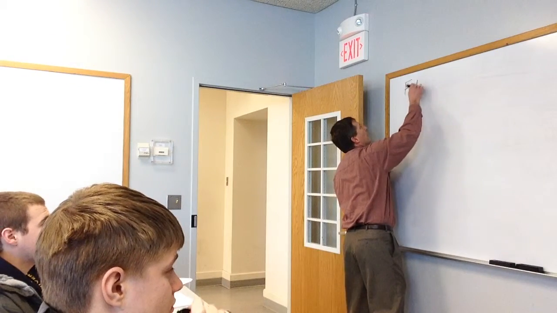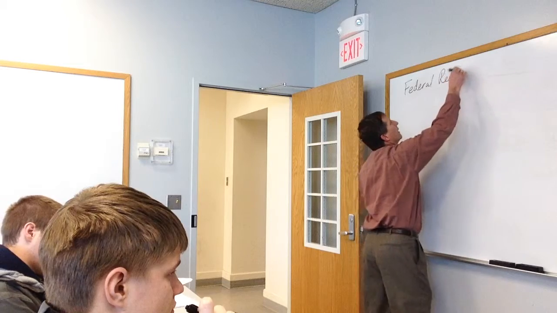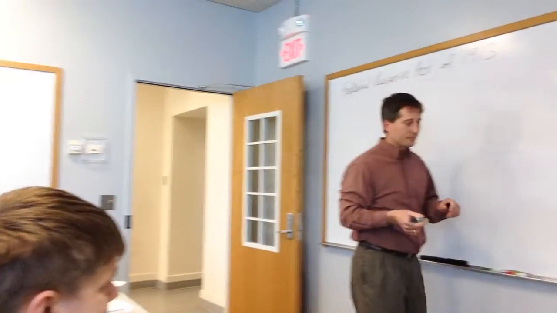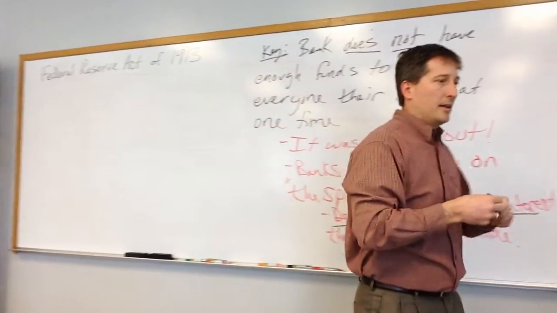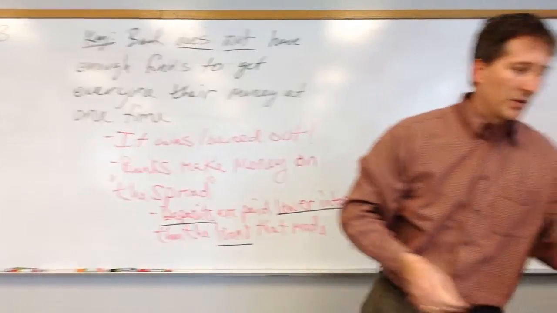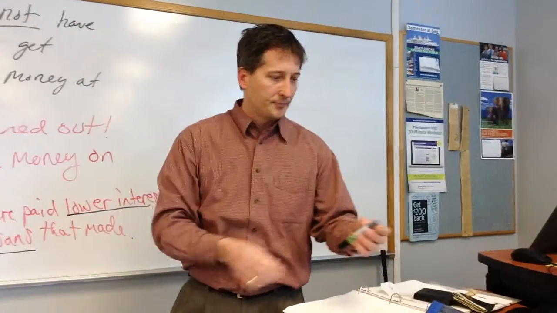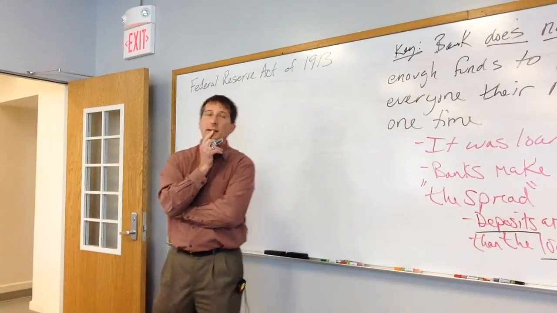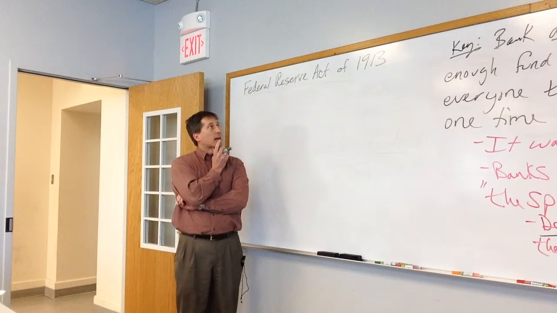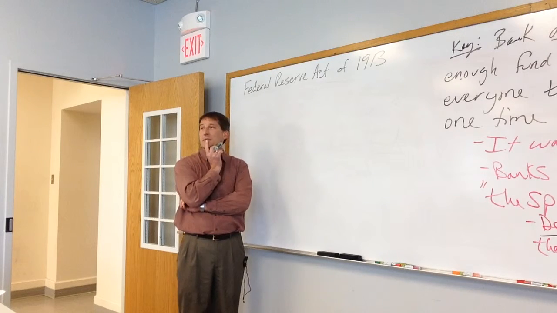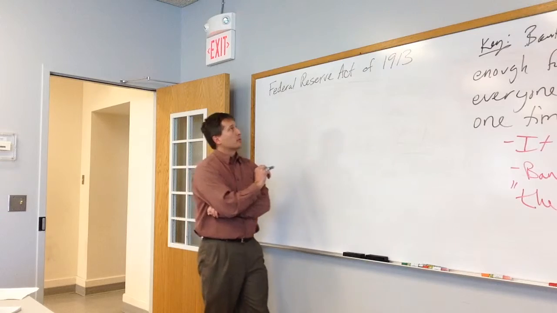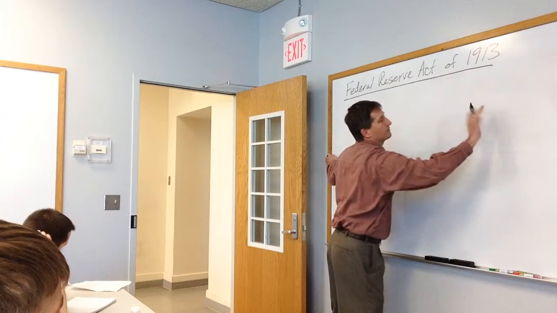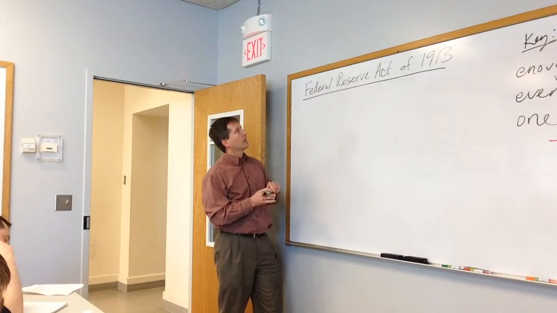So we've got the Federal Reserve Act of 1913. You guys might not have known that the Federal Reserve is only about 100 years old. So we didn't have a central bank acting the way it does today until after the Great Depression, really. But the Federal Reserve Act of 1913 came about to add some security to the banking system.